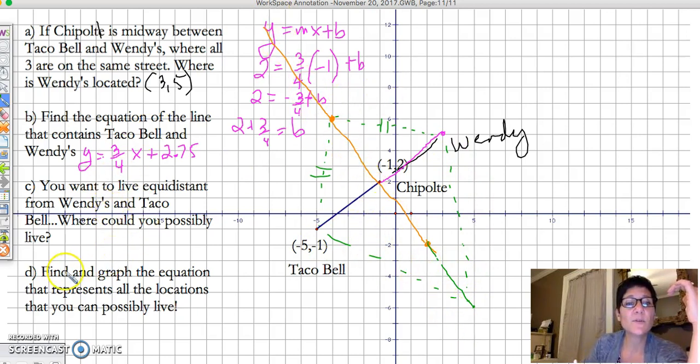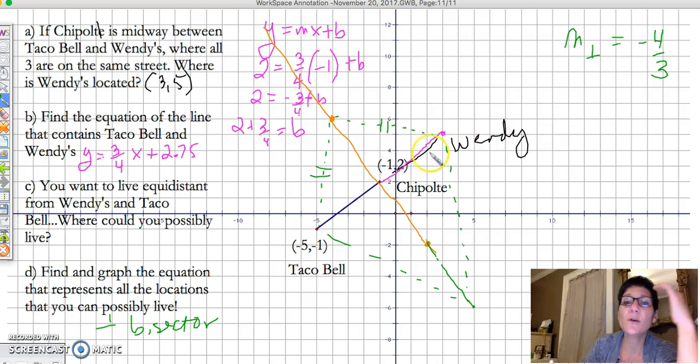So now it says find and graph the equation that represents that. So this is the equation. It's your perpendicular bisector. So it's the perpendicular bisector, number 1. And number 2, you want to find the equation of that line. So the thing is you know that the slope of this line is going to be the opposite reciprocal of that one. So you know that a slope perpendicular is going to be -4/3.